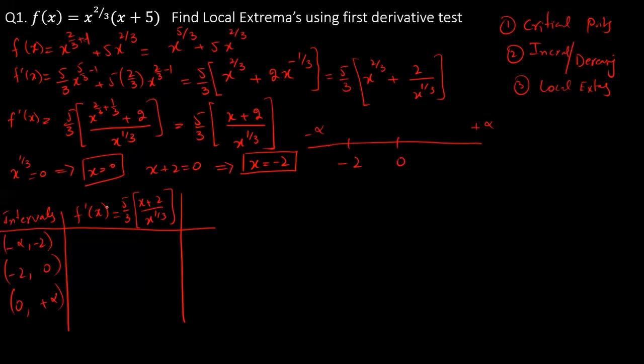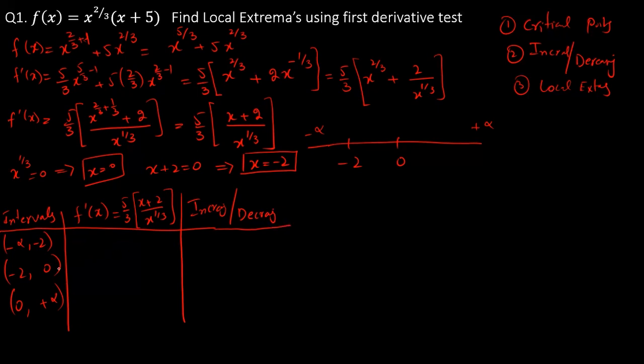So if we get a positive sign, this will tell us that the function is increasing, and if we get a negative sign from the test value, this will tell us that the function is decreasing.